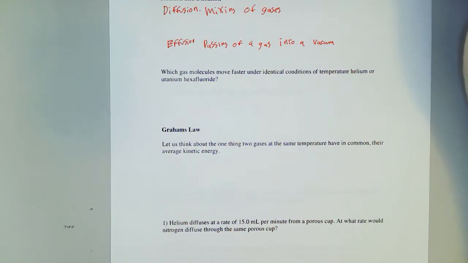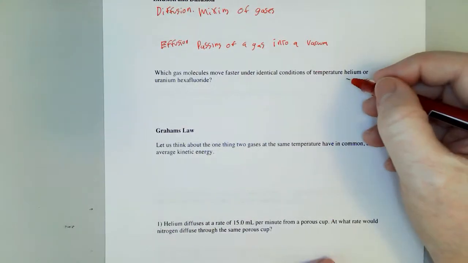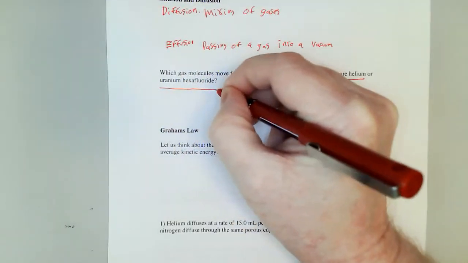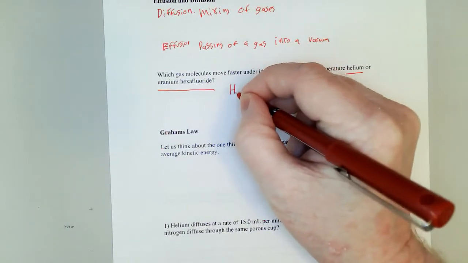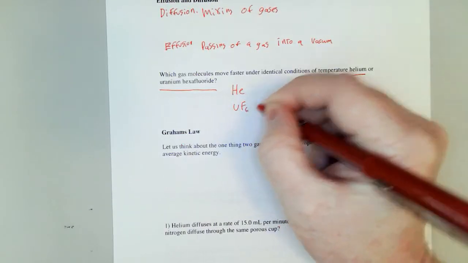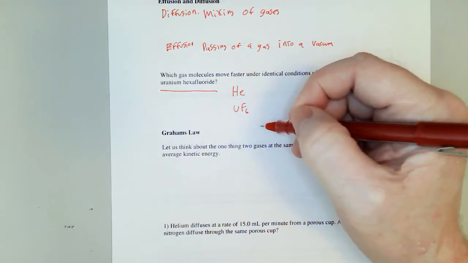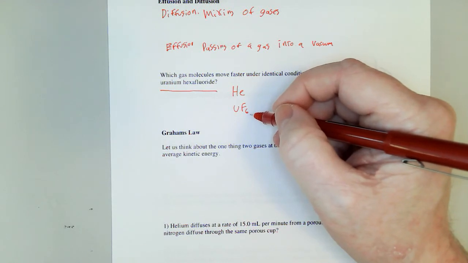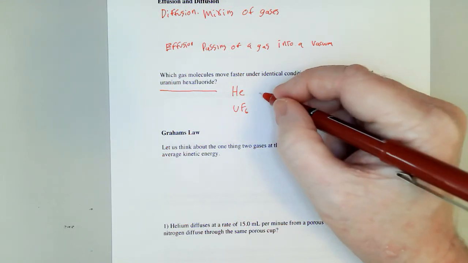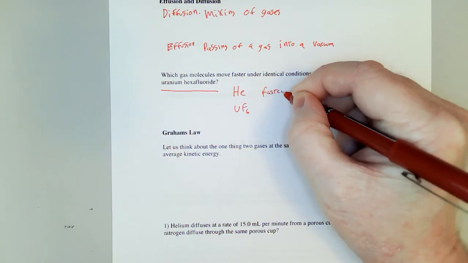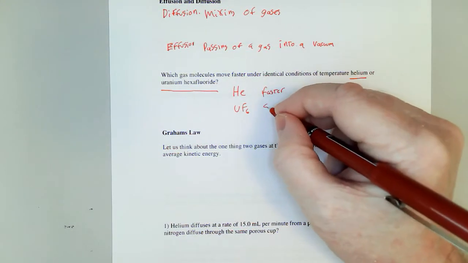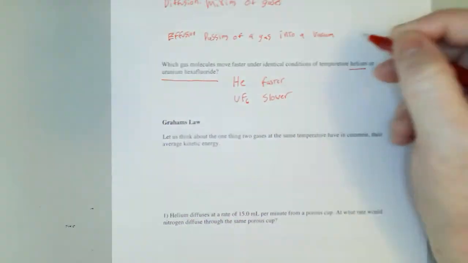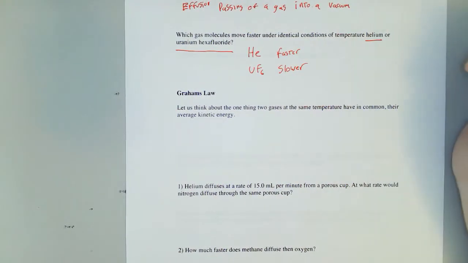Okay. So, if we have gas molecules that have different masses, which ones move faster? Let's compare helium and uranium hexafluoride. Helium has a molar mass of 4. UF6 has a molar mass that's up over 300. Helium's faster because it's lighter. Uranium hexafluoride is slower. Really important concept there.